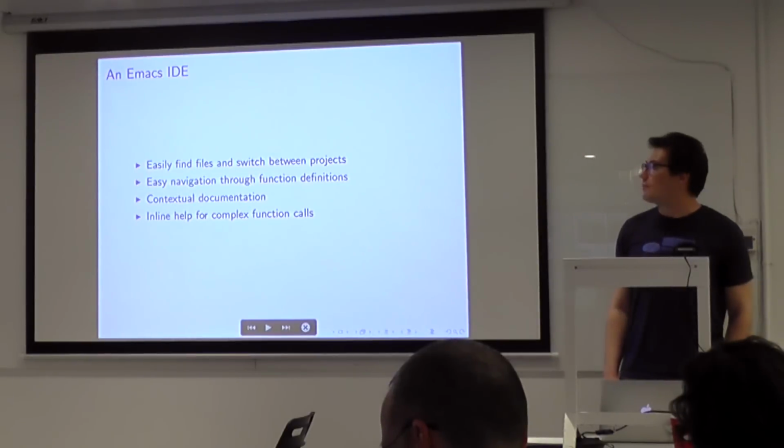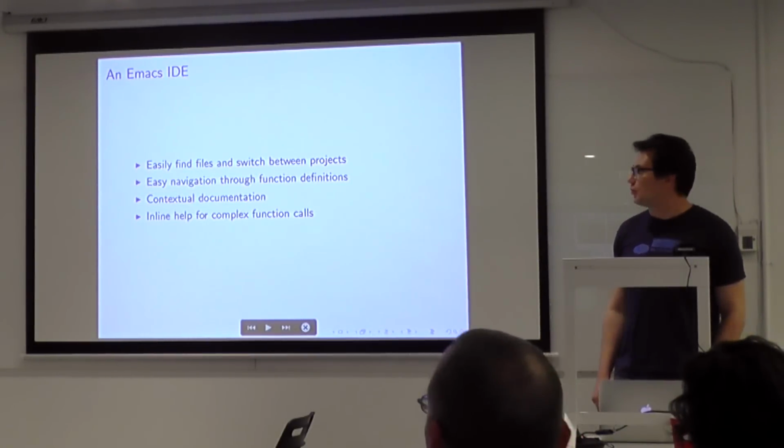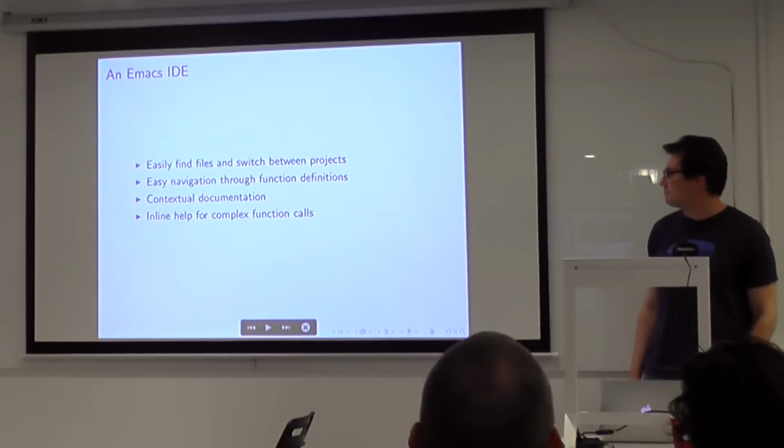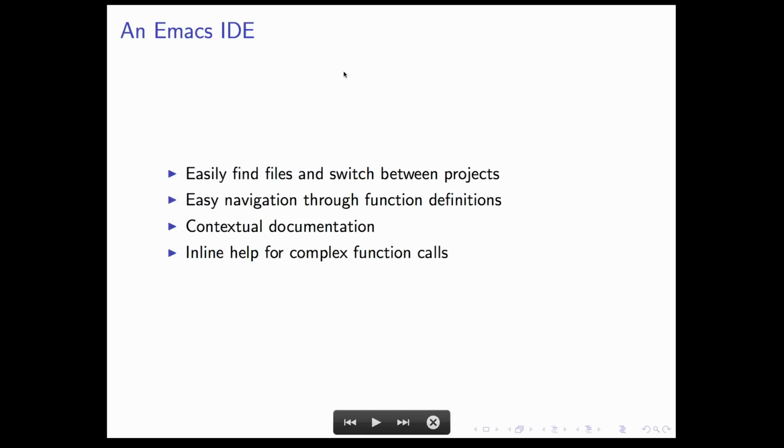So in terms of what you can create to make Emacs more of a traditional IDE-like environment, there are a few things we're going to talk through today. One of them is being able to find files and switch between projects easily. Another is navigating through function definitions and variable definitions in a way that's sensitive to context, and also documenting what you see in real time. If you see a function or a variable, being able to see where it came from and what it means. And when you have complex function calls or other constructs, it's nice to have some help for that sort of thing.